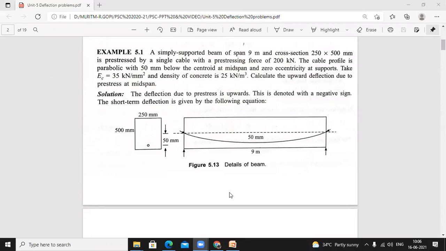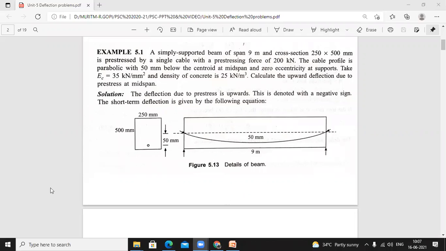So first read the question, first understand the question. If they are asking only upward deflection, you don't consider self-weight. Only consider the pre-stressing force, and based on the shape of the tendon, you apply the formula.